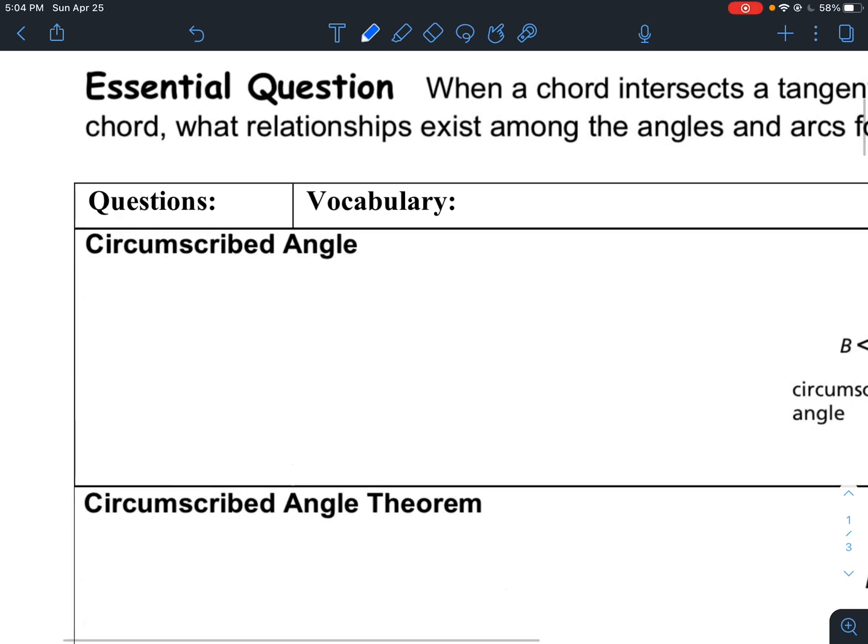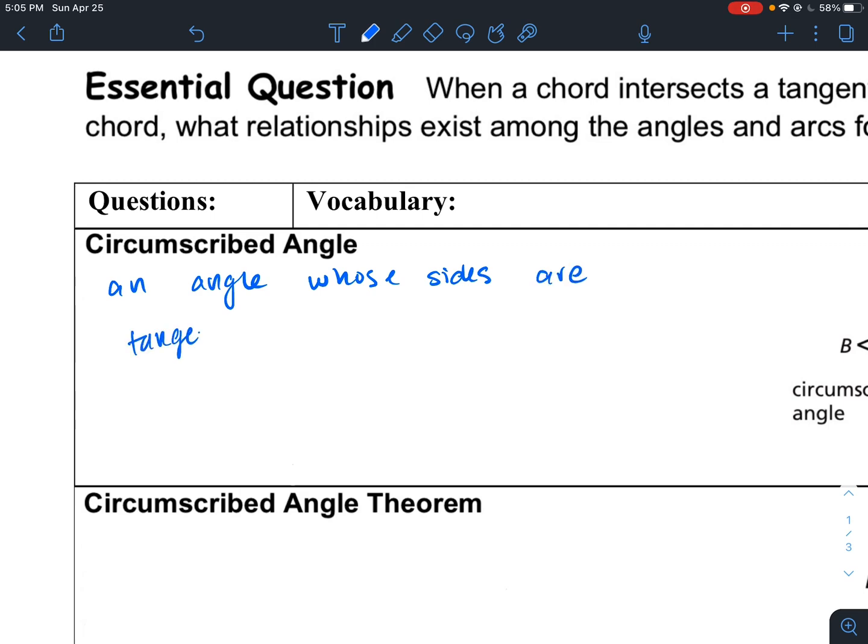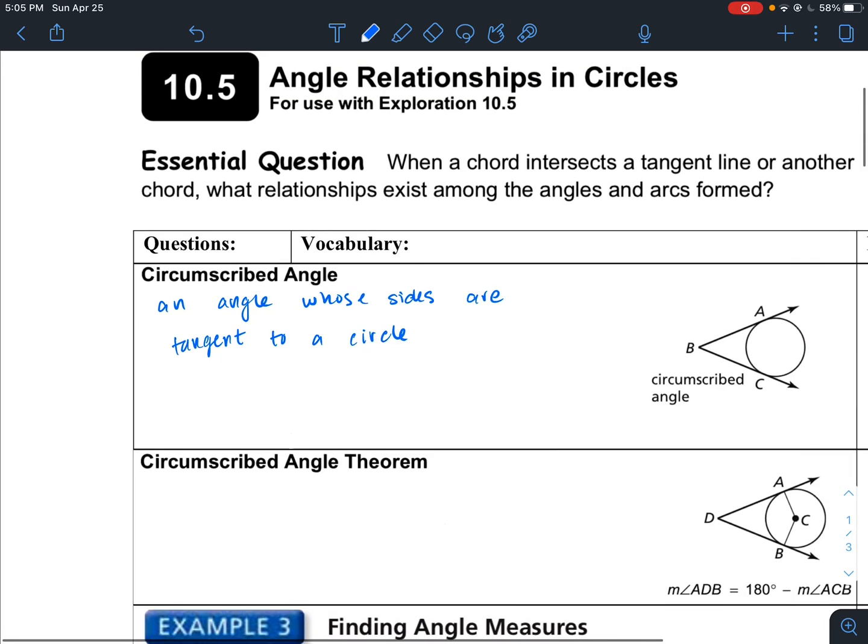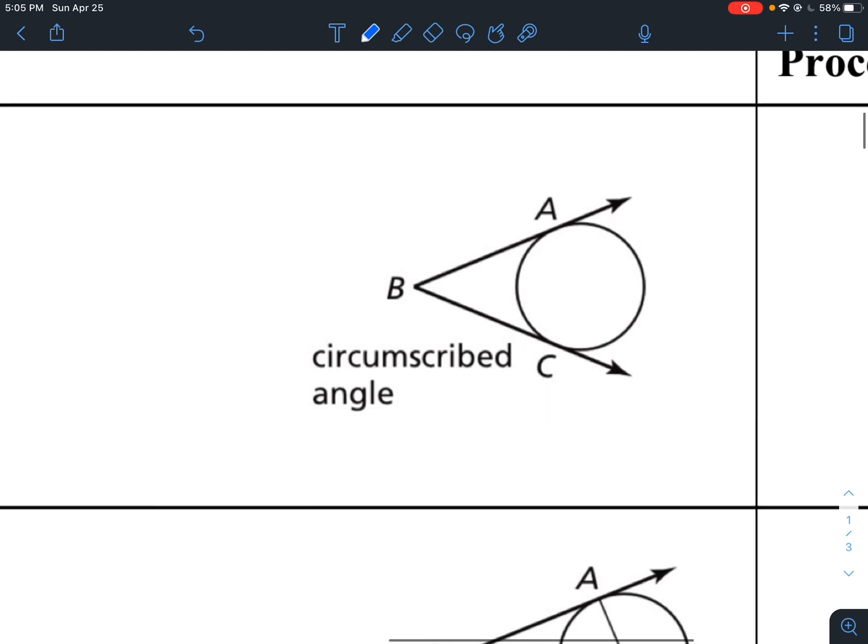This is an angle whose sides are tangent to a circle. So just an angle with sides tangent to the circle. And we learned what tangent was a while back, but you see that here we have B. Now the sides of this angle, angle B, this side right here is tangent to the circle, as well as this side right here. This side is also tangent.